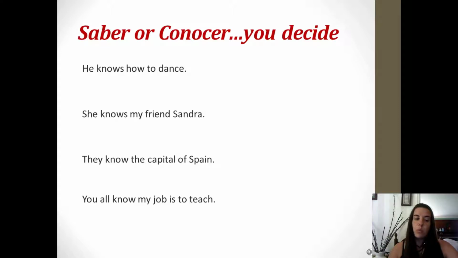So when you're using the verb to know, you have to decide, should you use conocer or saber? So the trick is being able to decide. Are you talking about knowing how to do something or a fact or information? Use saber. If you're talking about being acquainted with somebody, something, or a place, use conocer. So take a minute and try to write these sentences and decide, do you need saber or do you need conocer? And don't forget to conjugate them.